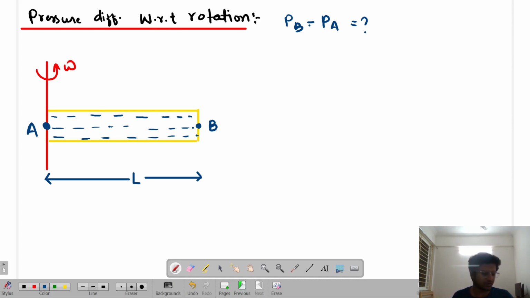Yes, not with moment of inertia, but center of mass definitely.